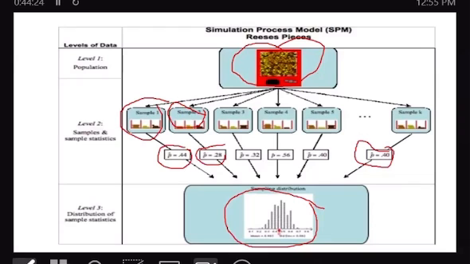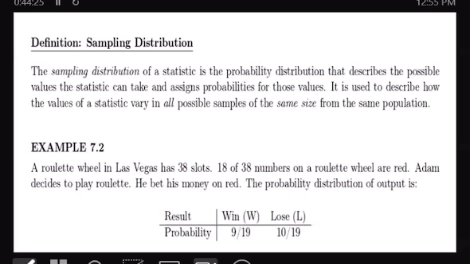Now I need you to pay attention. What is the takeaway from what I've explained so far? The sampling distribution will enable us to see how a statistic varies from one sample to another. When I say statistic, it could be a proportion, it could be a mean.